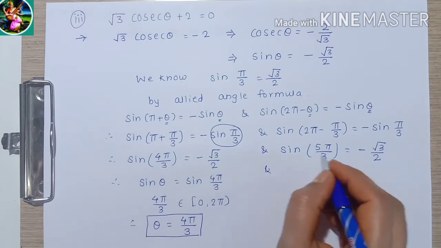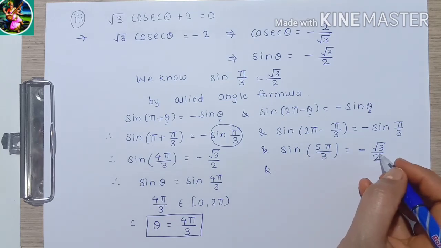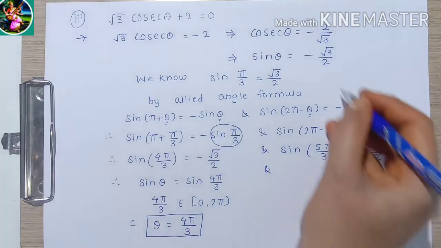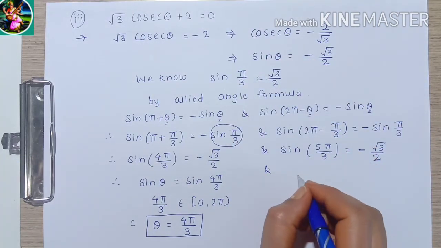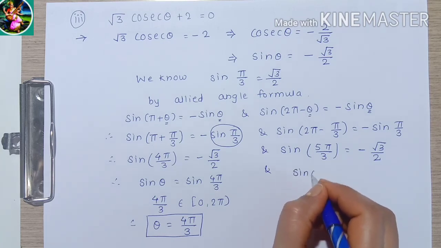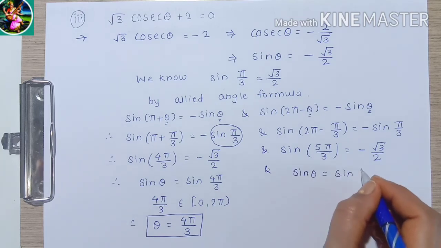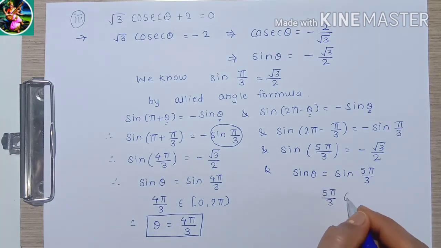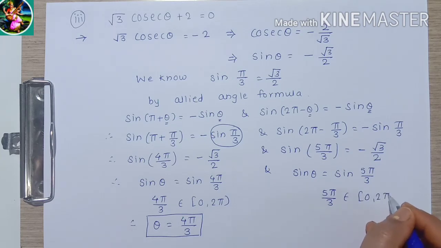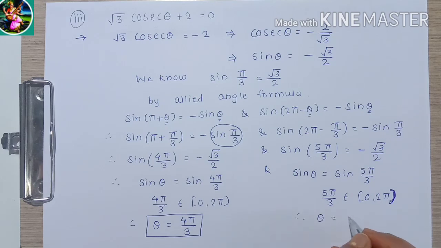And here sin of 5 pi by 3 is minus root 3 by 2. Here also the right hand sides are equal. Therefore, we write the equality of their left hand sides, that is sin theta is equal to sin of 5 pi by 3. Here also 5 pi by 3 lies between 0 to 2 pi. Therefore, theta is equal to 5 pi by 3 is also a principal solution for the given trigonometric equation.